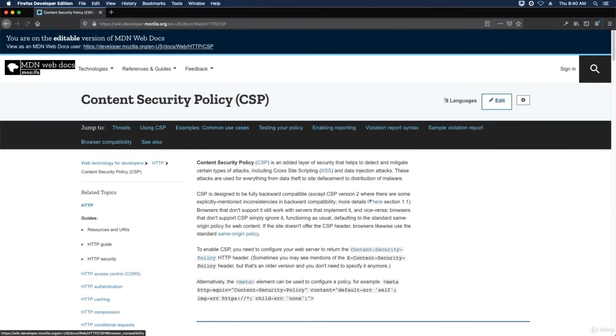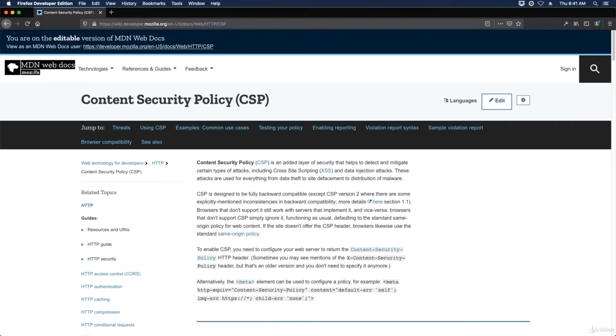Okay. So content security policy is an added layer of security that helps to detect and mitigate certain types of attacks, including cross-site scripting, XSS, and data injection attacks. These attacks are used for everything from data theft to site defamation to distribution of malware.